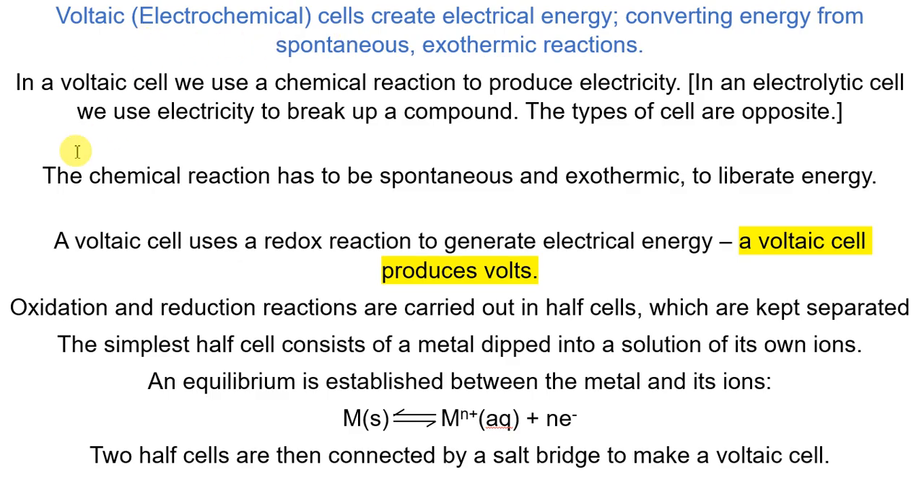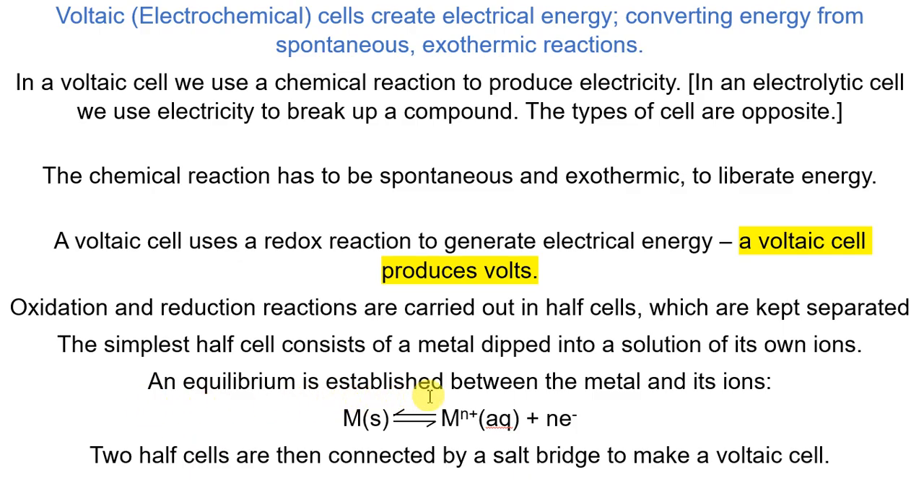Okay, so voltaic cells. The chemical reaction has to be spontaneous and exothermic to liberate energy. A voltaic cell uses a redox reaction to generate electrical energy. If you like, a voltaic cell produces volts. Oxidation and reduction reactions are carried out in half cells, which are kept separated. The simplest half cell consists of a metal dipped into a solution of its own ions.